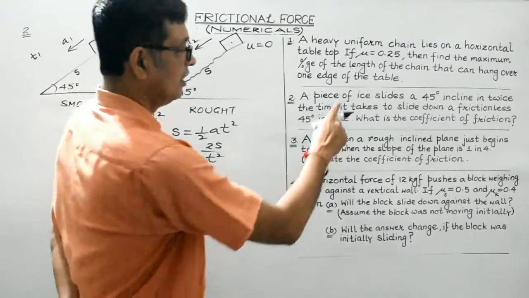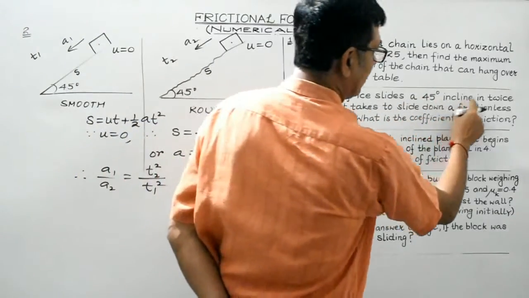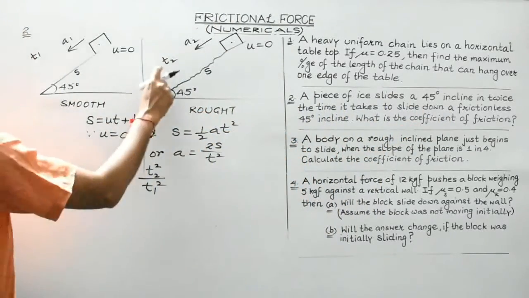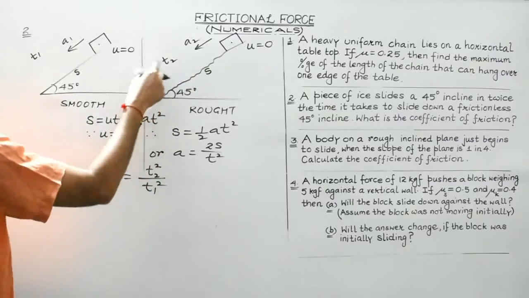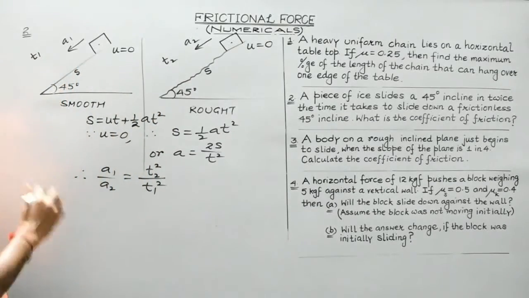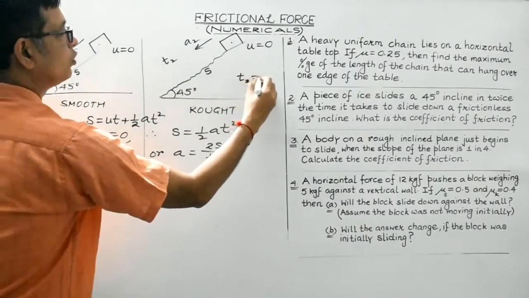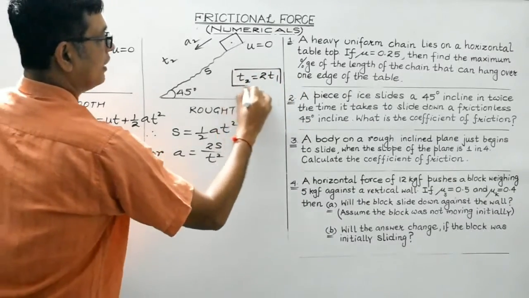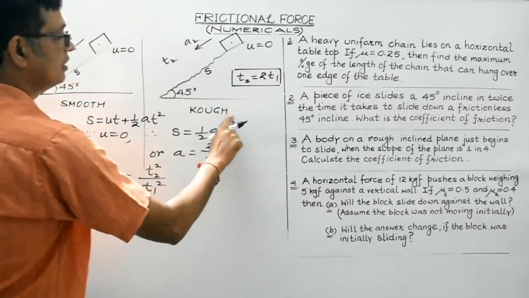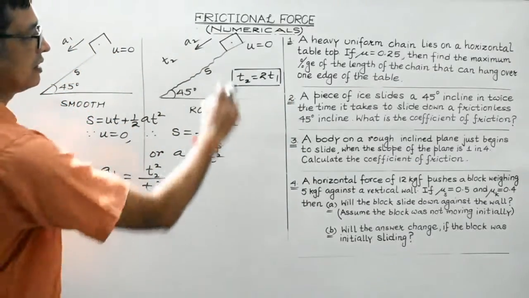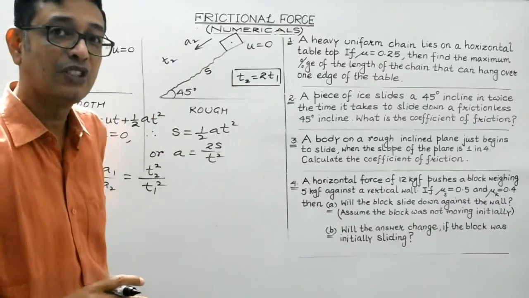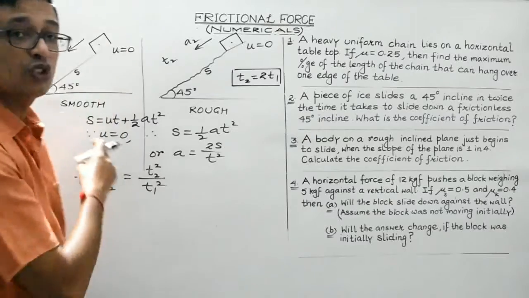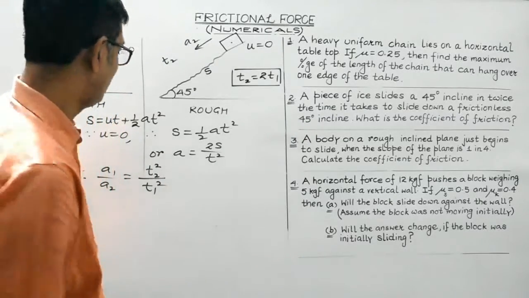It's given that a block of ice slides down a 45-degree incline in twice the time it takes to slide down a frictionless 45-degree incline. So obviously, the time taken by the block here would be twice the time taken in the other case. So it is given T2 is equal to twice T1. In the case of this rough inclined plane, the time taken by the block to reach the bottom is given to be twice the time taken by the block in reaching the bottom in the case of a frictionless inclined plane, right?